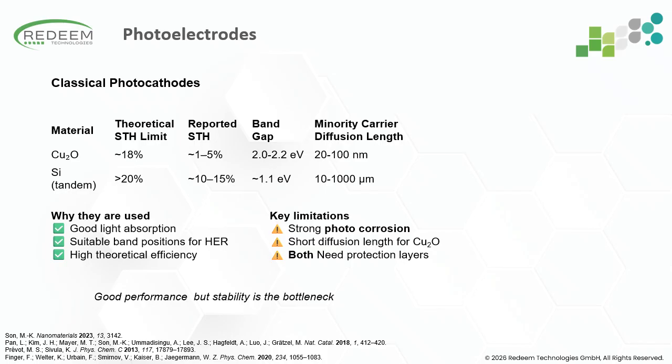The main challenge, however, is the stability. Both materials are susceptible to photocorrosion in aqueous electrolytes and therefore require protective coatings to achieve any kind of long-term operation. In addition, cuprous oxides suffer from relatively short minority carrier diffusion lengths, which limits the charge collection also. So unlike many photoanodes, the main limitation of classical photocathodes is not efficiency, but achieving sufficient long-term stability under the operating conditions.